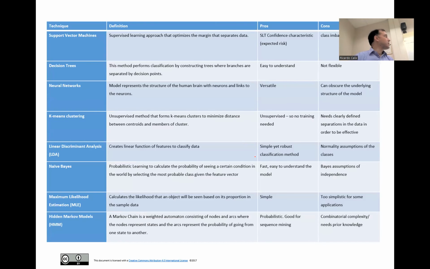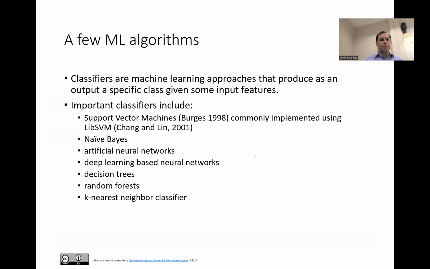Okay. All right, here's, you played with some of these, as you know. This is just a little table that I put together of different machine learning algorithms. We played with support vector machines, decision trees, neural nets, k-means, naive Bayes in Weka, right? So you know how to use them. These are what I usually call the traditional machine learning algorithms, which work, right? In the regression problem, regression trees work really well. Okay. So classifiers are machine learning approaches that produce as an output a specific class given some input features. And here are some of the important algorithms.